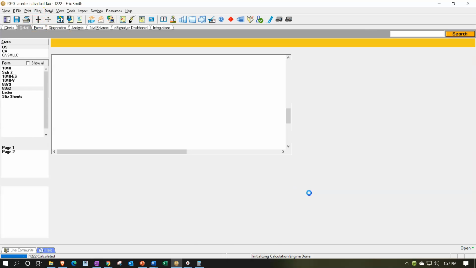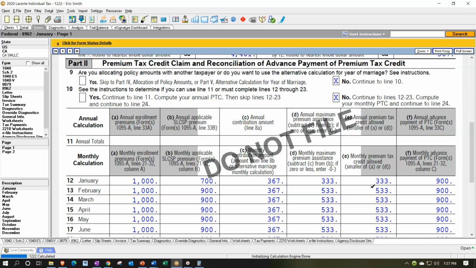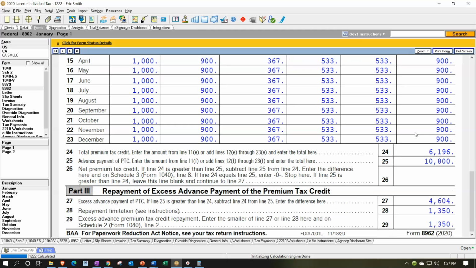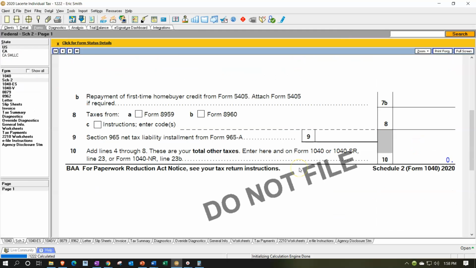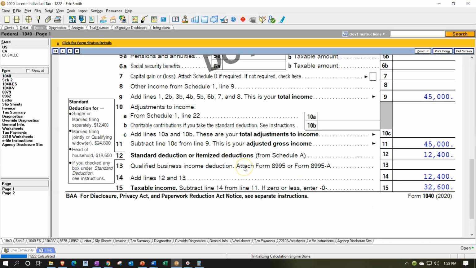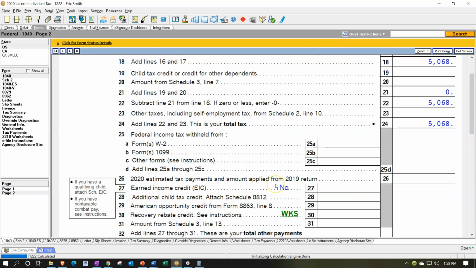So then if we go back over, once again, the credit is being calculated here. We didn't change the income level, but now we changed the benefit that we got during the year. So now it's going to result in us owing money again. So if we go to Schedule 2, we got that 1,350 that is basically being owed. And then that's going to be adding to our line item here.